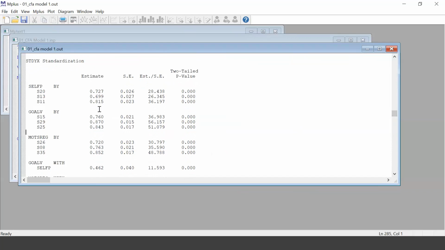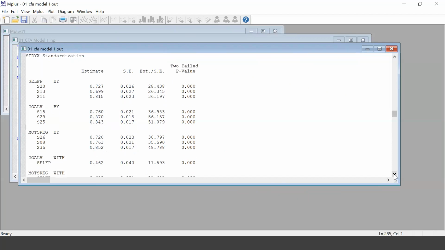You can see that for self-perceptions, the factor loadings range from about 0.7 to 0.82. So that's nice. They're nice and high. For goal valuation, they range from 0.76 to 0.84. For motivation self-regulation, they range from 0.72 to 0.85. So really nice, strong, healthy factor loadings.